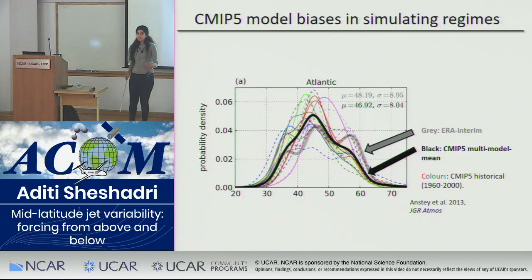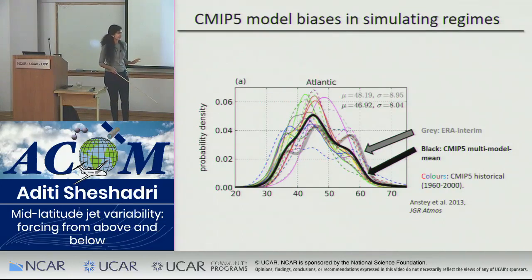Now, without naming any names, some of these models are really pretty awful. This pink one is basically just a Gaussian. And the multi-model mean doesn't really mean anything because it doesn't seem to get anything really right, and it doesn't look like any of the models. So perhaps not the best way of thinking about PDFs of Atlantic jet variability, probably amongst other things.